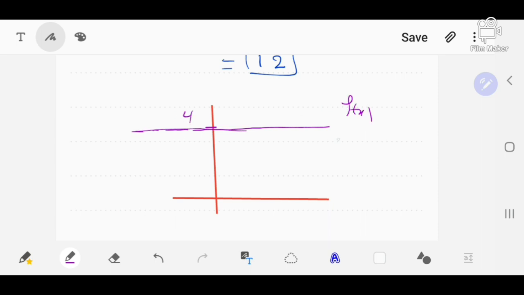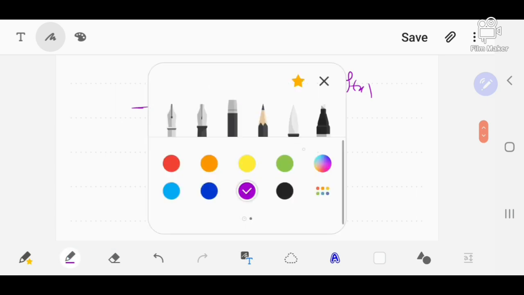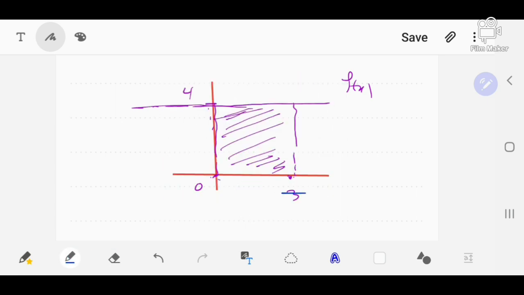So I'm talking about the area between 0 and 3 of this curve, the area between the curve and the x-axis. If you look at this, this is actually a rectangle where the width is 3 and the length is 4. So the area here is immediately equal to 3 times 4, which is 12.